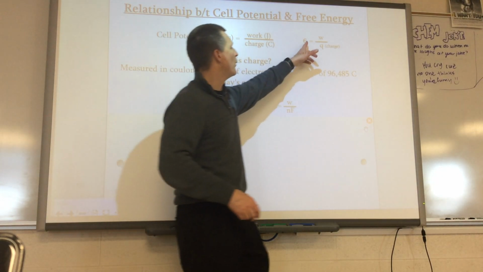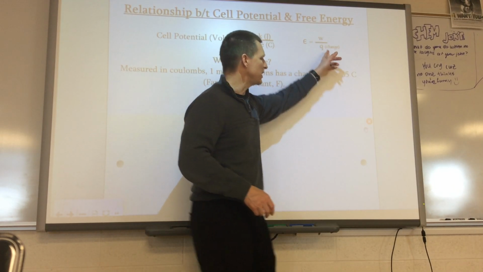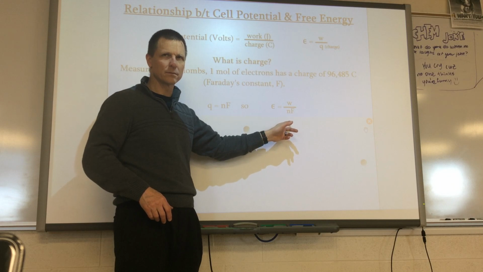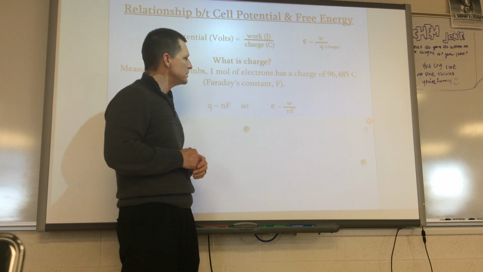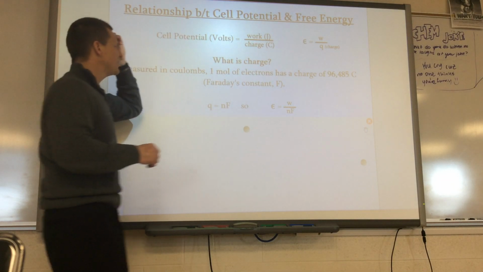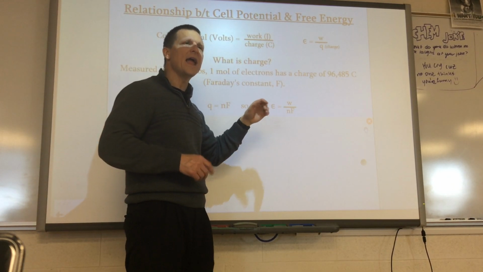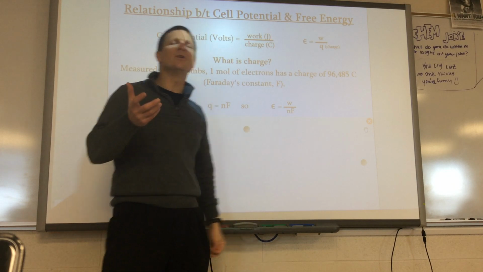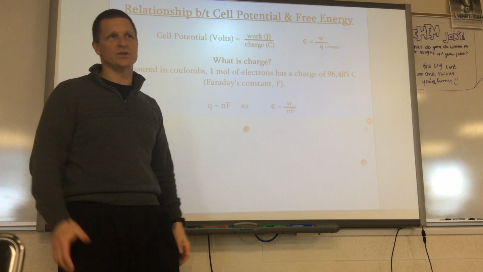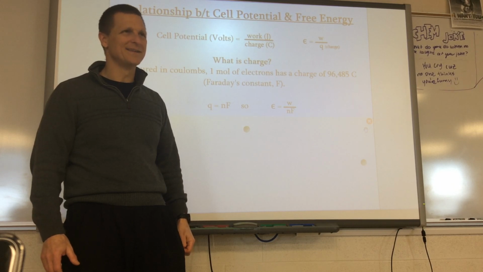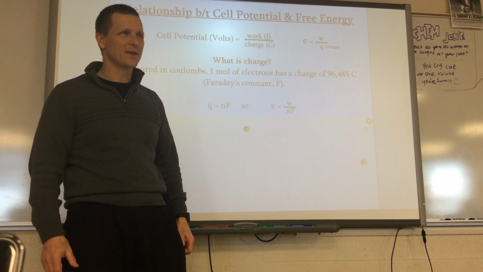So that means that when we have this thing, epsilon equals work over Q, that's the same thing as work over nF. Now look at the title of the slide. We're looking at the relationship between cell potential, that's that epsilon, and free energy. What symbol do you think of when I say free energy? Gibbs triangle. You got it. Delta G.